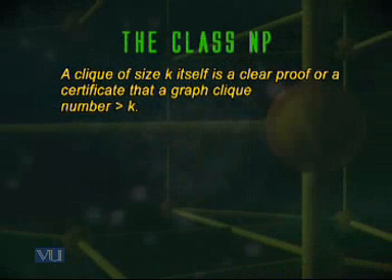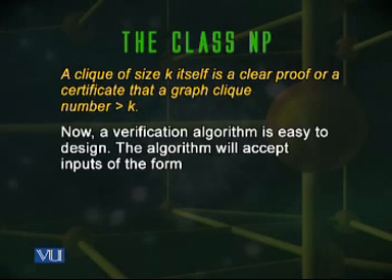Well, what will convince me that a graph has clique number K is if you show me K vertices in the graph which form a clique. That would be the most convincing proof for me, the most convincing certificate that would show me that a graph has clique number at least K. A clique of size K itself is a clear proof or a certificate that a graph has clique number at least K. Now a verification algorithm for this problem is easy to design.